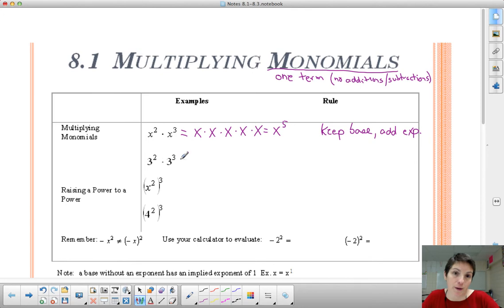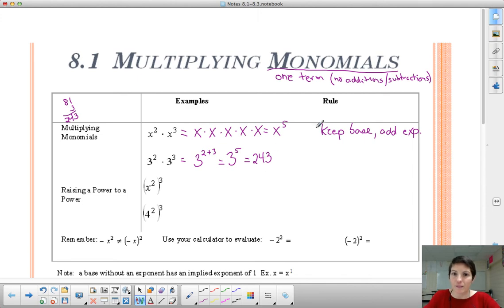Same thing happens if your base is a number, right? 3 squared is 3 times 3. 3 to the third is 3 times 3 times 3. So we end up with 3 raised to the 2 plus 3 power. So 3 to the fifth power. And when we have just a number, if the exponent is 5 or smaller, you should go ahead and change it into a single number. So 3 to the fifth power is, well, let's see, what's 81 times 3? I don't know. I have to write it out. Yes, I did. 243.